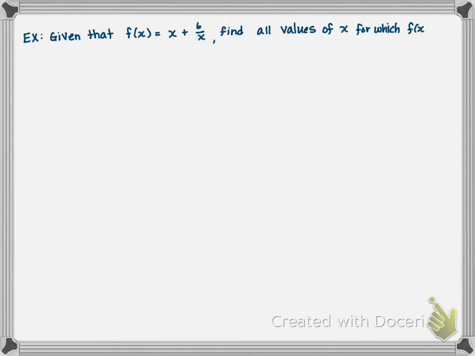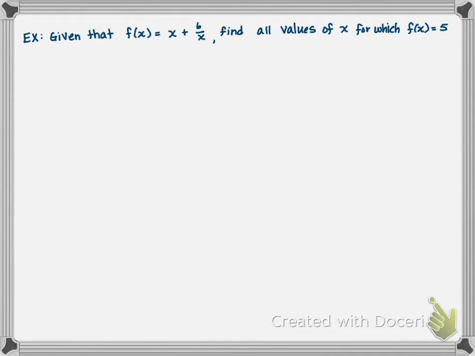So it looks something like: given that f of x equals x plus 6 over x, find all values of x for which f of x equals 5.